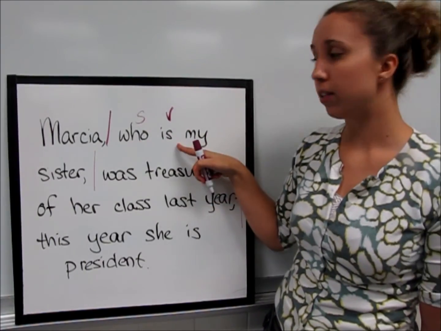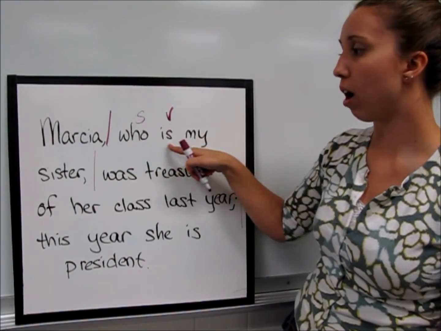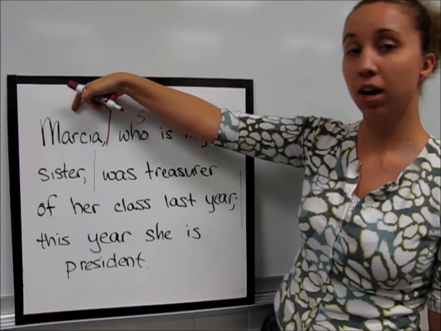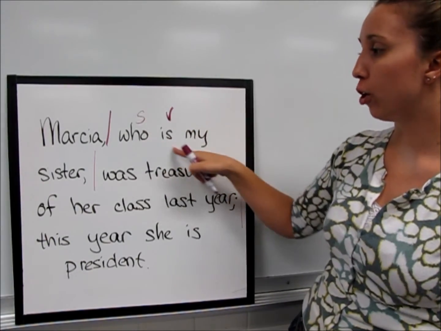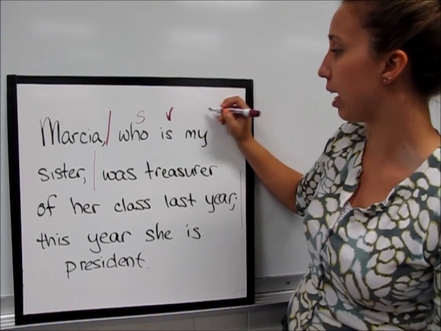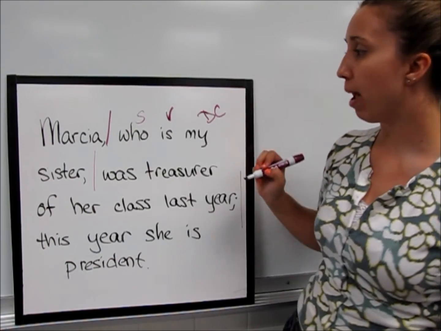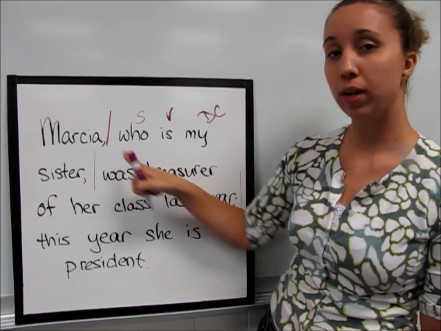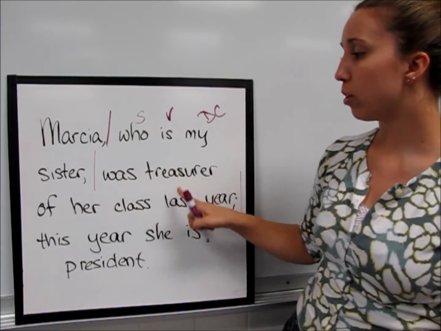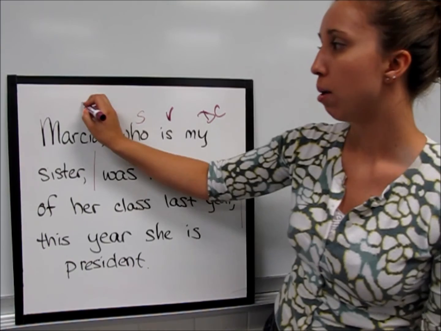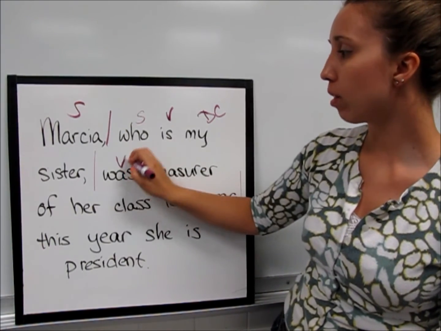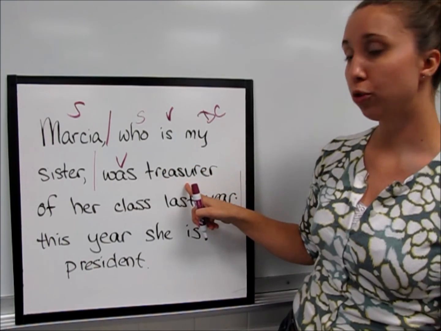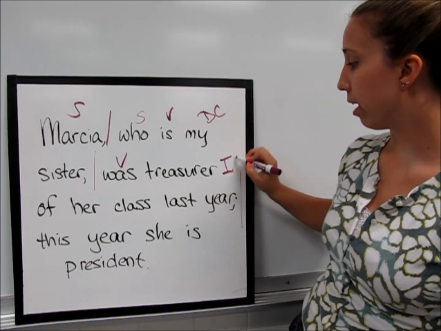This is our restrictive clause, or I'm sorry, non-restrictive clause set off by commas. It's giving us extra information about Marcia. So here, who is my sister can't stand alone as a sentence. So that's a dependent clause, one subject verb. Now I'm going to go back here and I have to join these two parts up together. Marcia was treasurer of her class last year. Marcia's the subject. This is a linking verb, was, links Marcia to treasurer. So that's an independent clause.